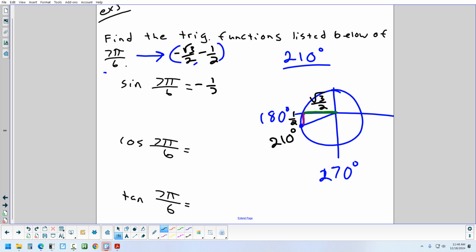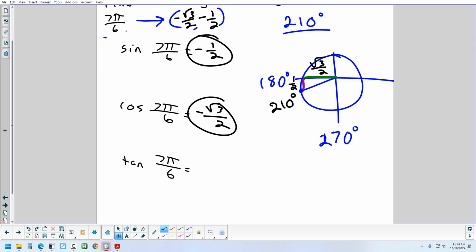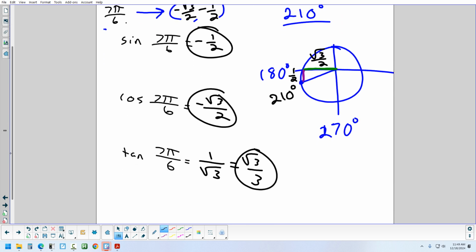Okay, cosine? Negative root 3 over 2. And the tangent, when we divide them, what's going to cancel? The 2's and the negatives. So you have 1 over the square root of 3, and that's going to turn into square root of 3 over 3. Yep. Okay. So any question on that one?